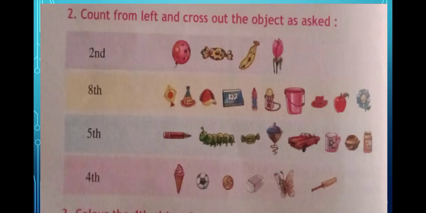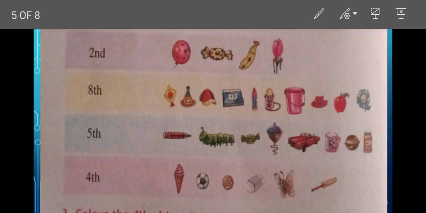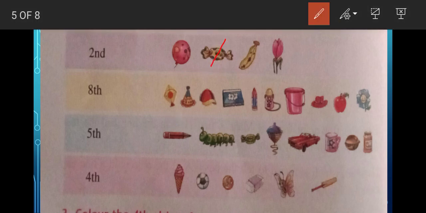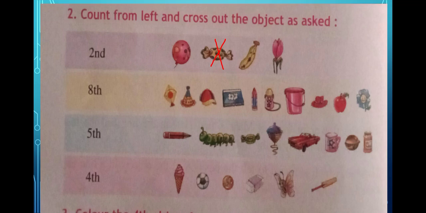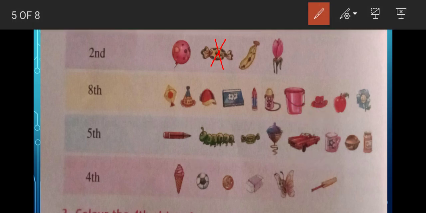Now question number 2 is count from the left and cross the object as asked. See, second. Which is the second one? Yes, the second one is this chocolate. Now you have to count from the left and cross the eighth number. So eighth number is 1, 2, 3, 4, 5, 6, 7, 8. Eighth number is the hat, isn't it? So you have to cross this one.